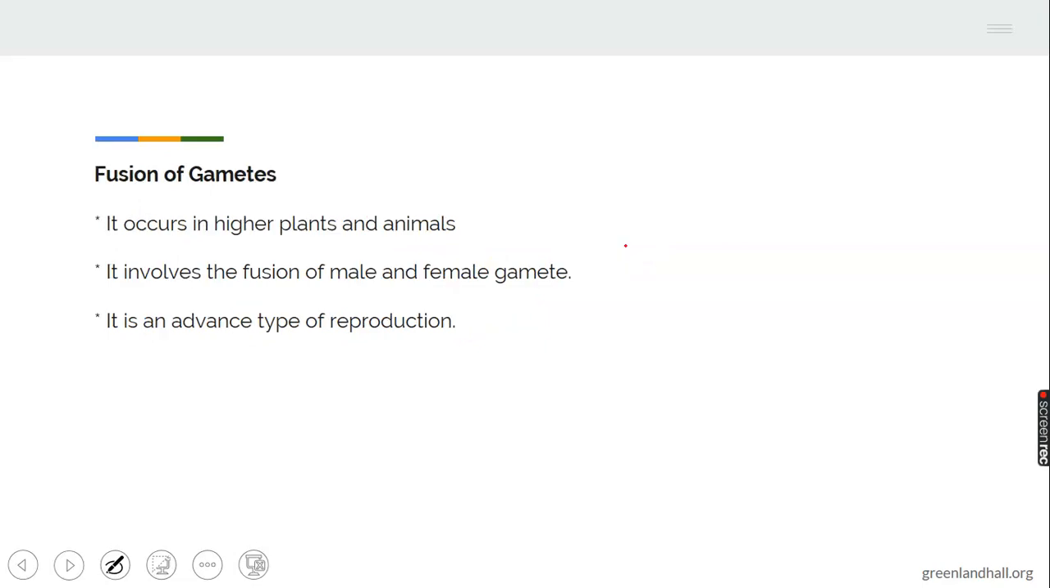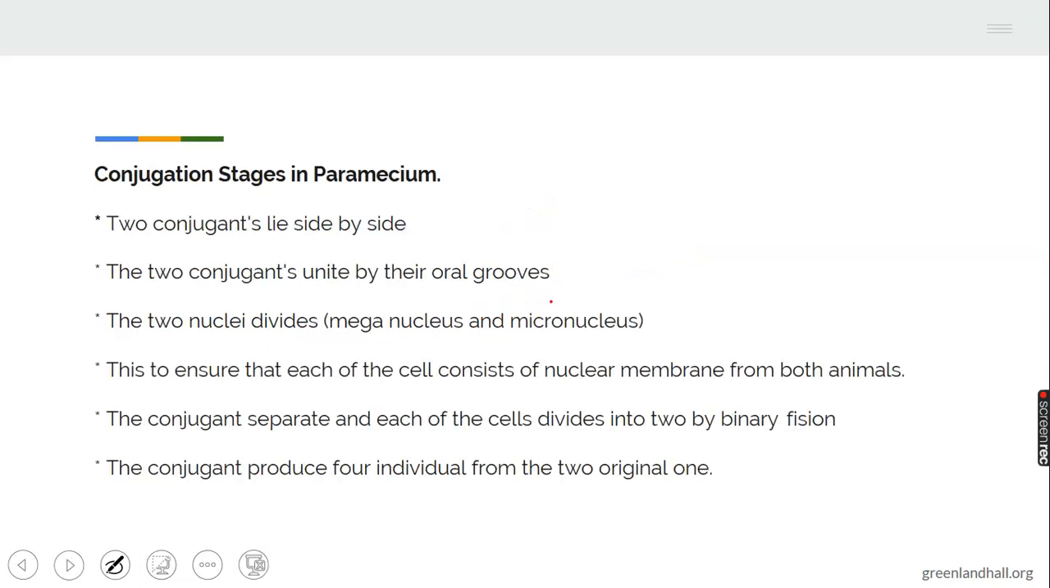Fusion of gametes occurs in plants and higher animals. It also involves the fusion of male and female gametes, coming together of the male gamete and the female gamete. It is an advanced type of reproduction. Conjugation will occur in Spirogyra, Paramecium, and other organisms. And let us look at the stages of conjugation in Paramecium.